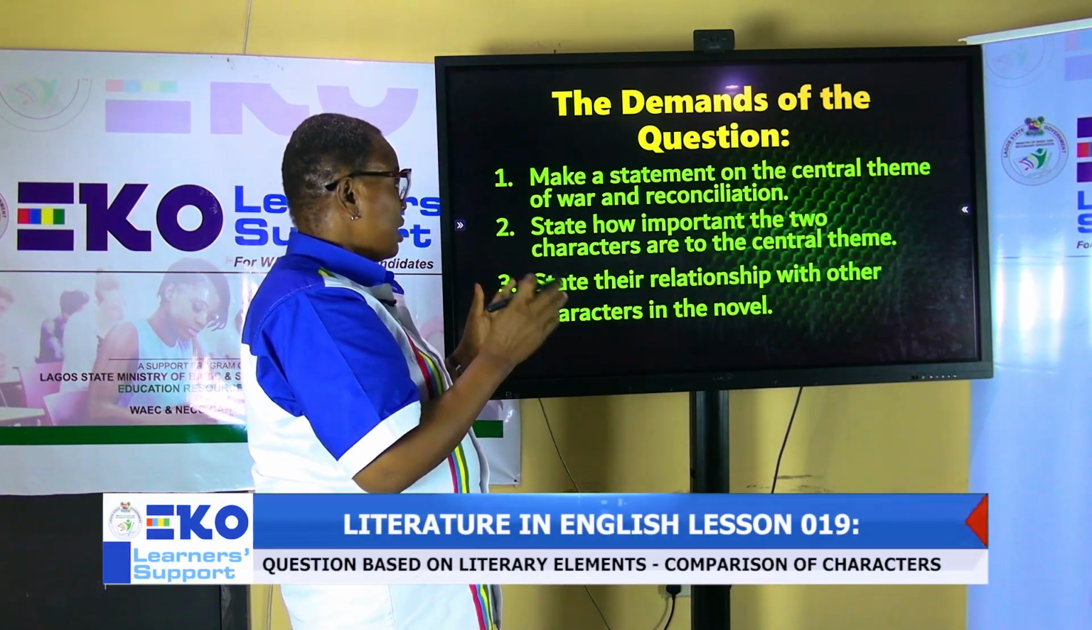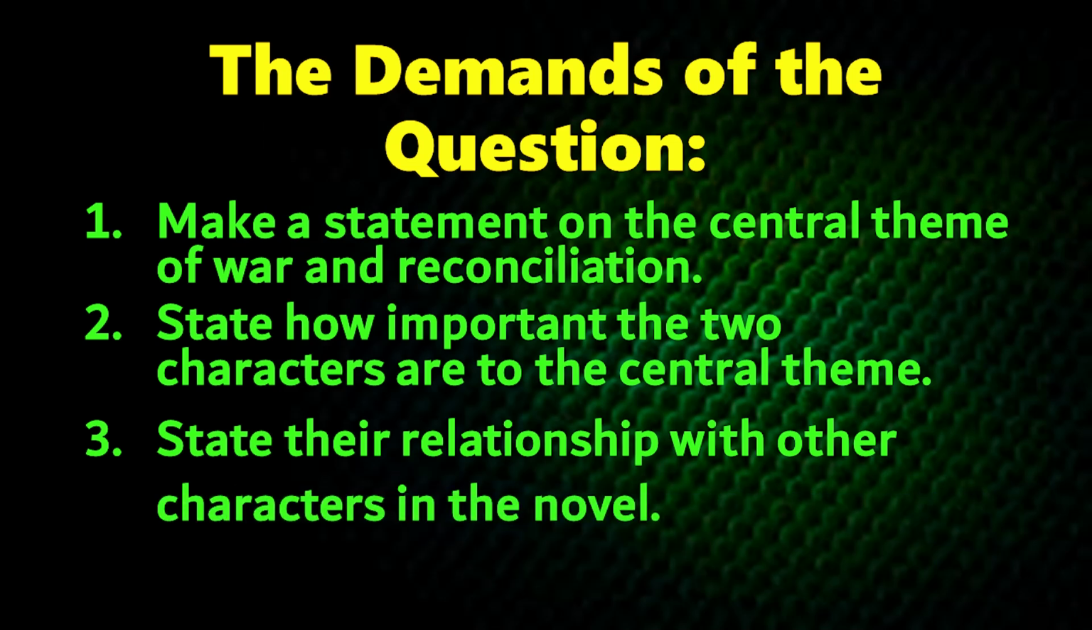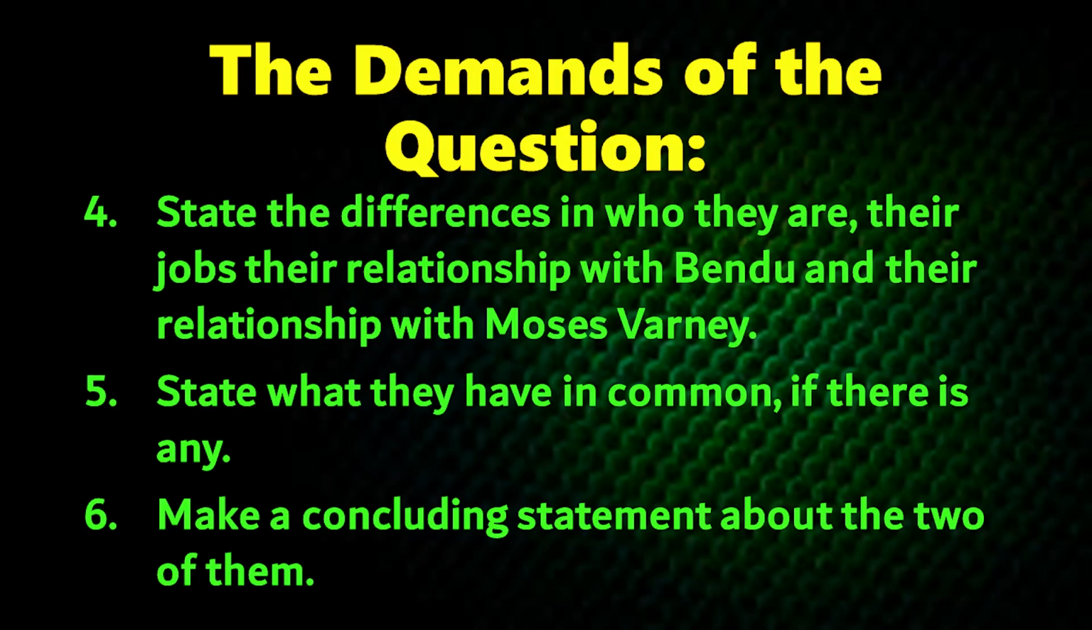Make a statement, the demands of the question. Number 1, make a statement on the central theme of war and reconciliation. Number 2, state how important the two characters are to the central theme. Number 3, state their relationship with other characters in the novel. Number 4, state the differences in who they are, their jobs, their relationship with Bendu, and their relationship with Mrs. Vani. Number 5, state what they have in common, if there is any. Then number 6, make a concluding statement.